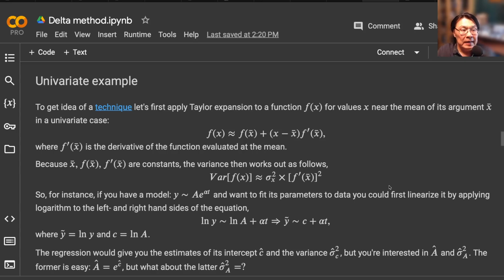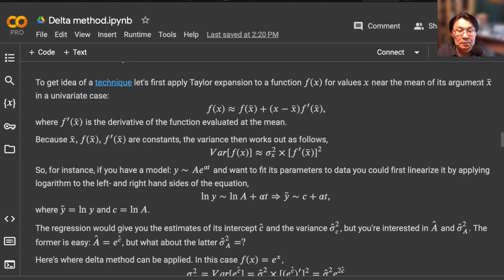So let's see. We will start with the following. We will apply the Taylor expansion to that function. Suppose you have a function of a parameter, and we'll see where this is applicable to what we use in practice. We will apply it around the mean of its argument. What's important when we're applying the Taylor expansion is to understand this is not around the mean of the function. This is around the mean of its argument, the function argument.